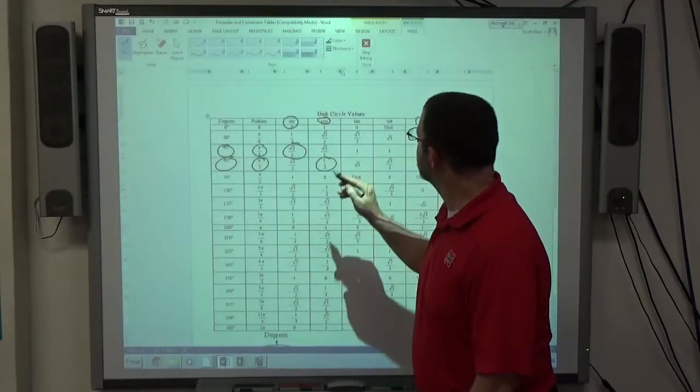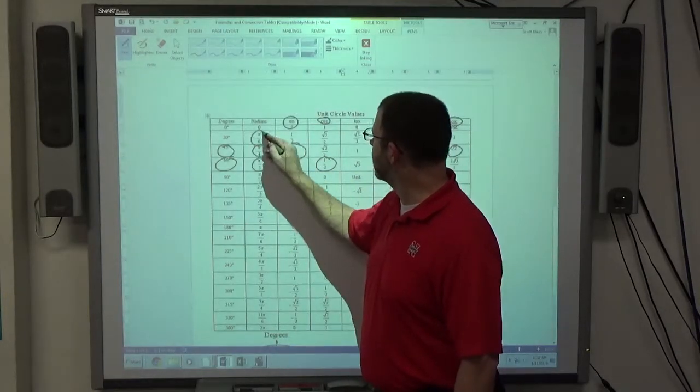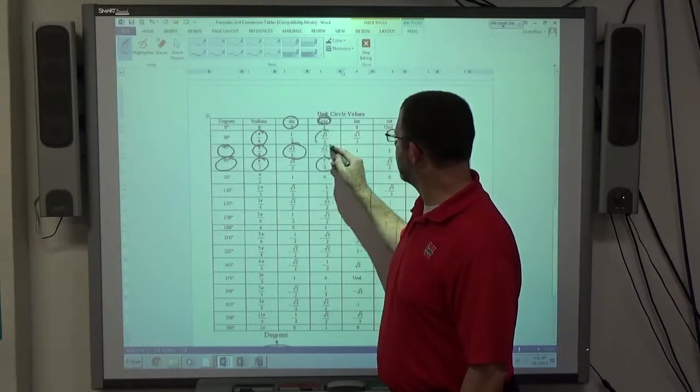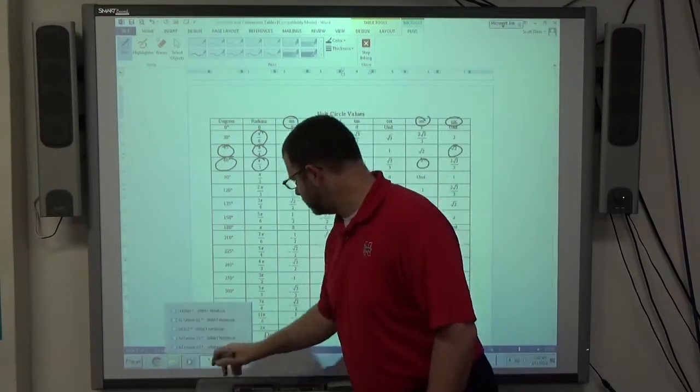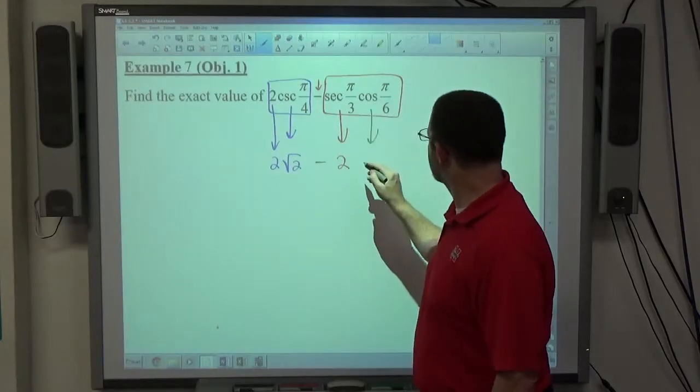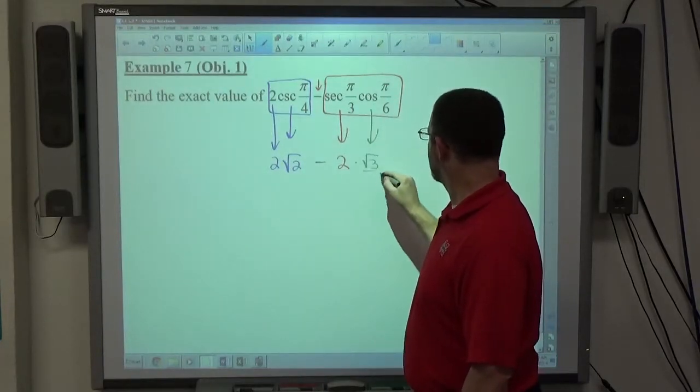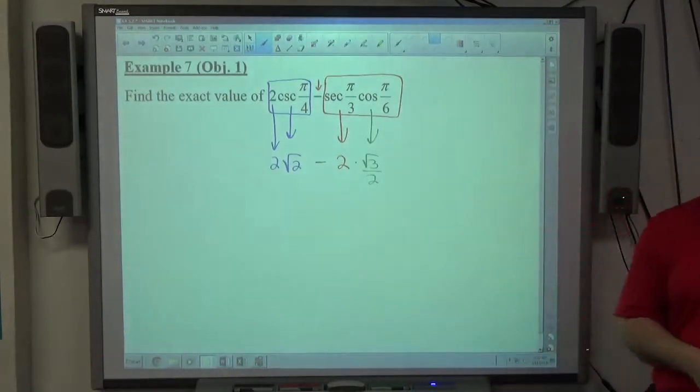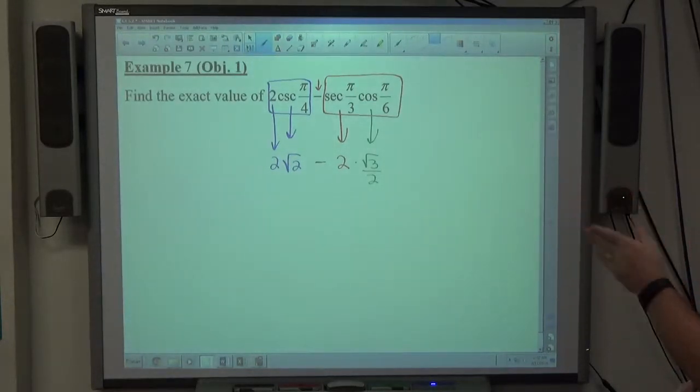go back here, find pi over 6, which is right here, go over to the cosine column here, and we see it's the square root of 3 over 2. Right. And the secant and the cosine are being multiplied, so I multiply the values of them.